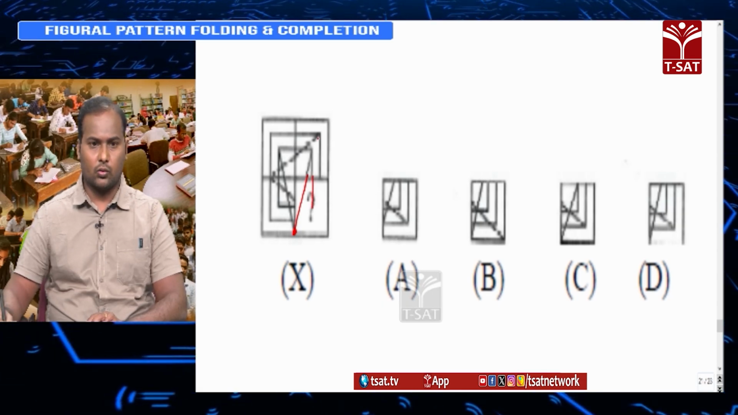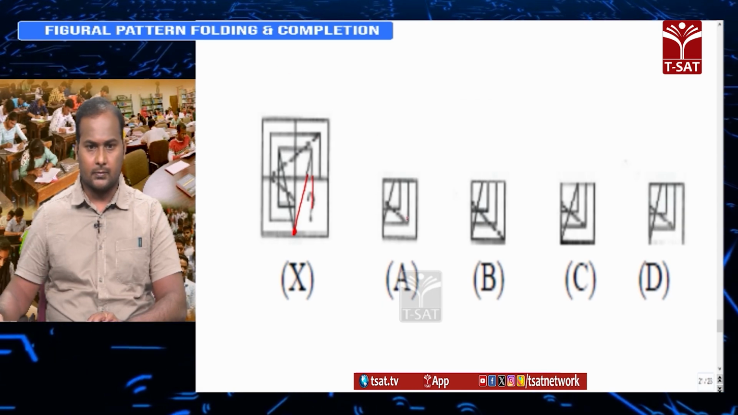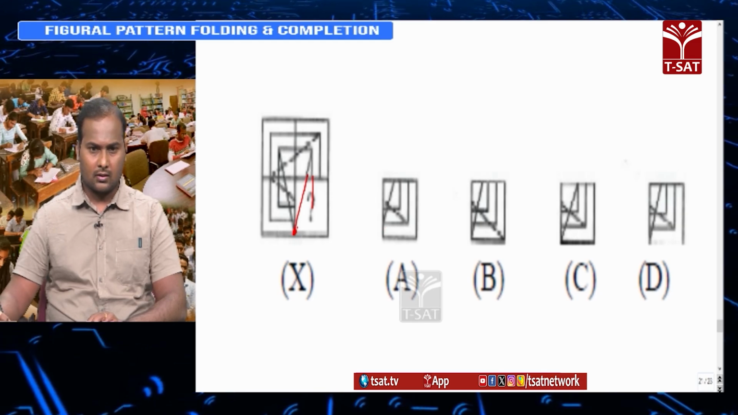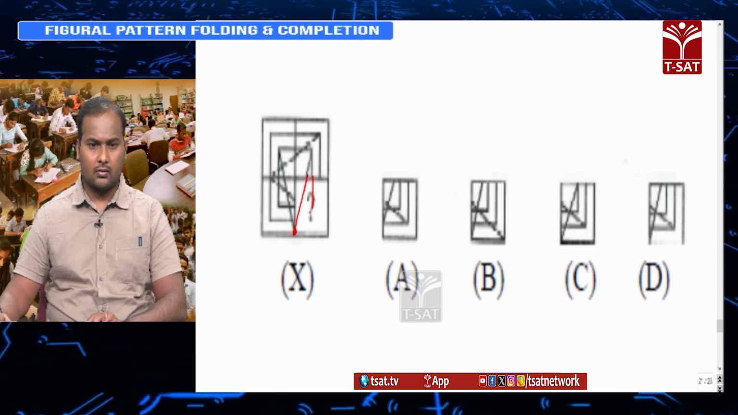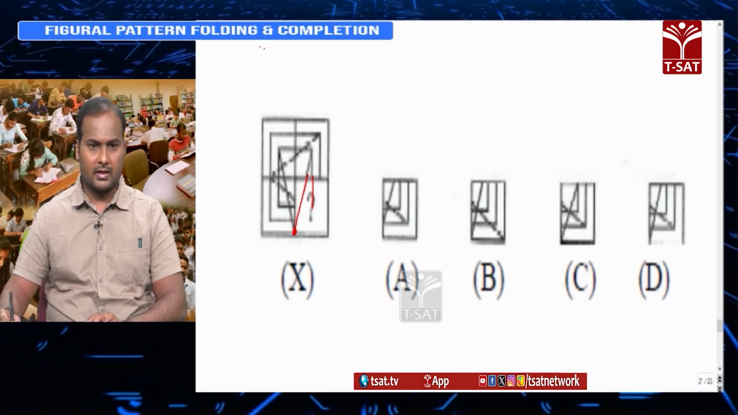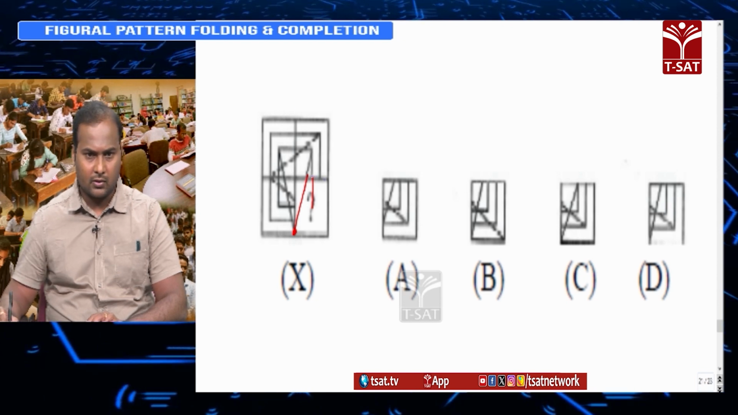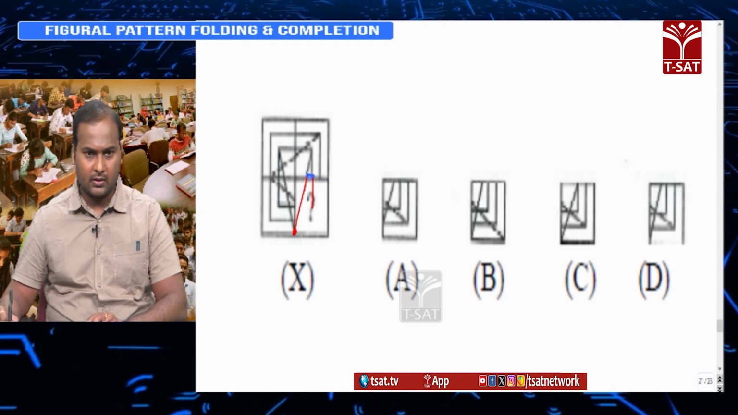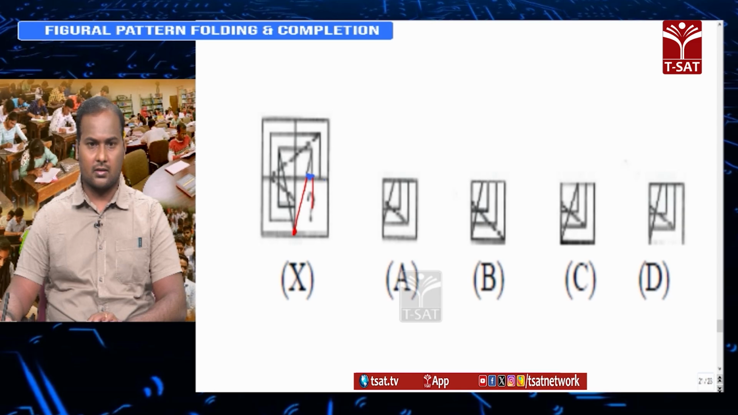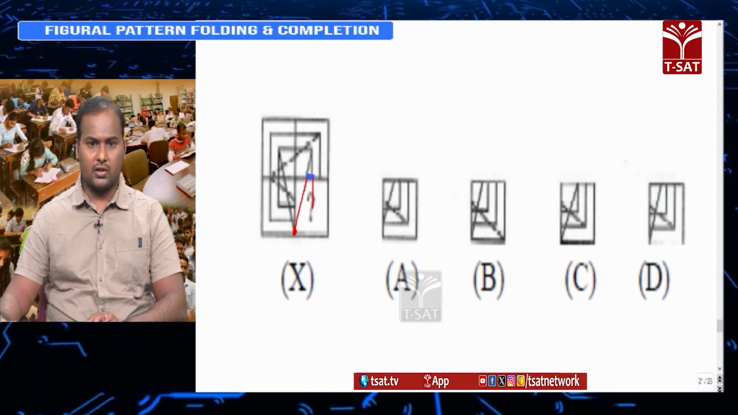From here, two things. One is, see here, the line is still to the complete one. And the second one is, here there is a gap. You need to observe this gap because this is very important. So there is a gap here, and that is the reason you can eliminate some options based on this.